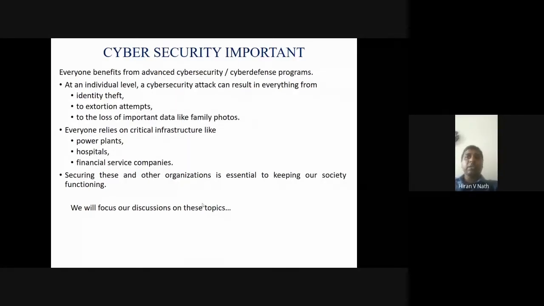Okay, the benefits at an individual level: a cyber attack can result in everything from identity theft and extortion attempts to the loss of important files and data, like family photos. Even whenever you give your mobile, it happens to most of us. We give our mobile or hard disk, and in most cases we consider that our hard disk has failed. Then we say, okay, it's covered under warranty, so we can just get it replaced. That also leads to some cyber attacks and cyber crimes.